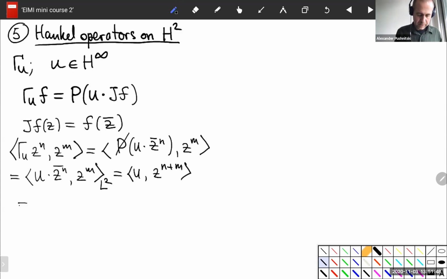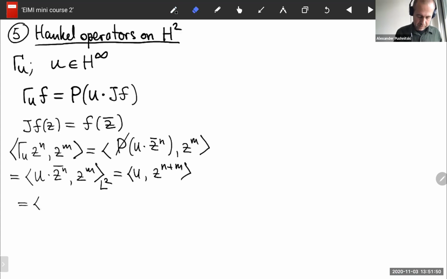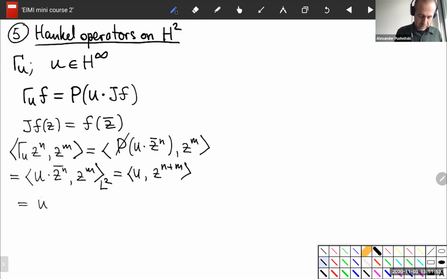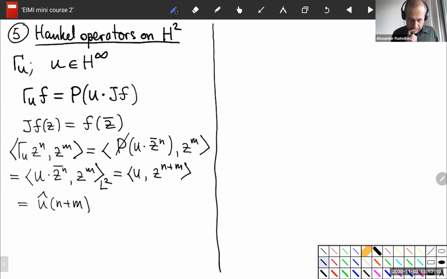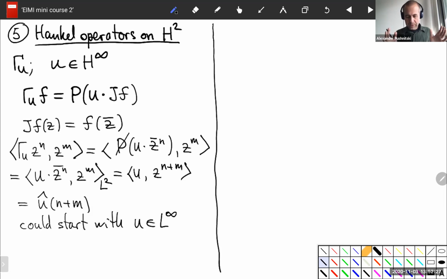I get this, and so this gives me u hat of n plus m. So it's exactly the Hankel matrix as I defined it on the first slide. One remark is that I could start with u not necessarily analytic, but for example, bounded on the unit circle, and the result would be the same.